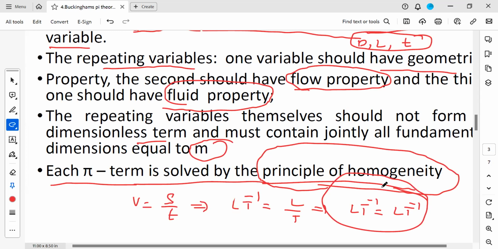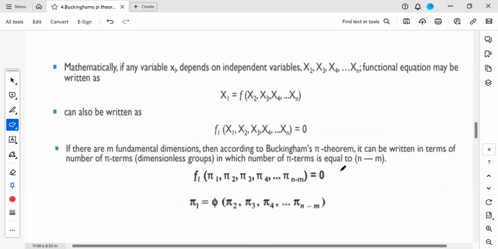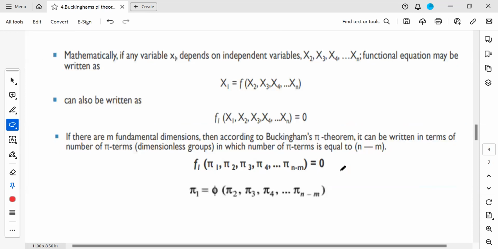So that is called the principle of dimensional homogeneity. Each pi term will be solved by using this principle of homogeneity only. Okay. Next, let us take a physical problem in which there are n variables. Here x1 is the dependent variable. Let us assume x2, x3, and so on are independent variables.